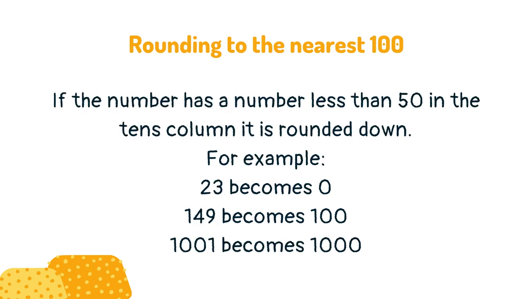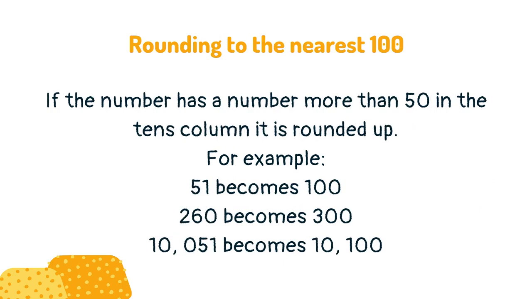If the number has a number less than 50 in the tens column, it is rounded down. For example, 23 becomes 0, 149 becomes 100, 1001 becomes 1000. If the number has a number more than 50 in the tens column, it is rounded up. For example, 51, 260 becomes 300, 10051 becomes 10,100.